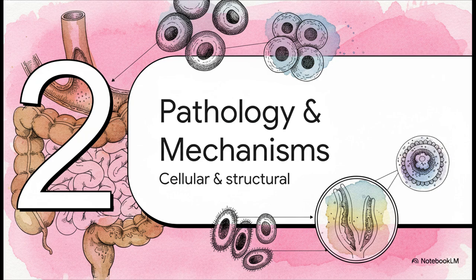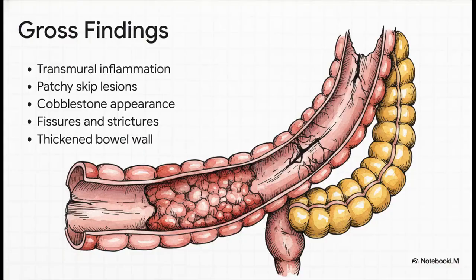Moving right along to Section 2, Pathology and Disease Mechanisms. Let's look at the cellular and structural changes. Let's actually look at the gross pathological findings. Because of that deep transmural inflammation we talked about, we see what are called skip lesions. Imagine patchy areas of diseased bowel separated by completely normal, totally healthy segments. It's like a damaged road with perfectly paved spots in between.